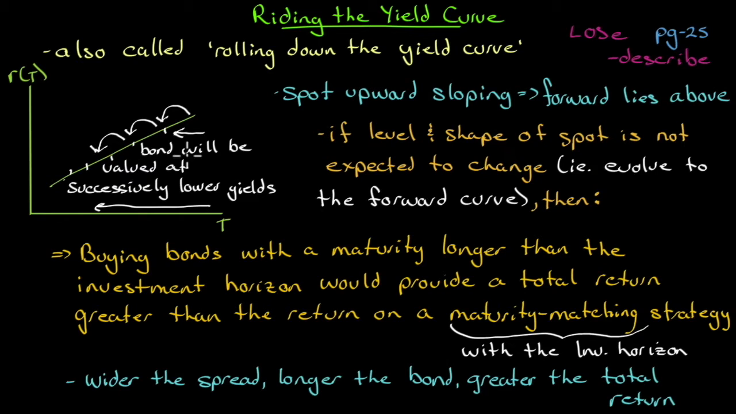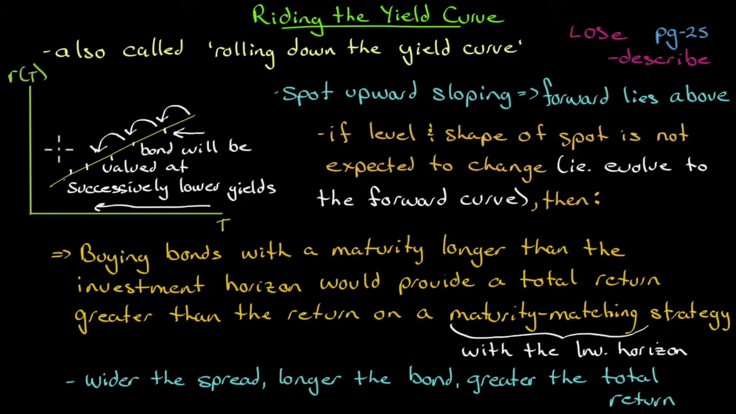Now, why is this important? Well, the bond will be valued at successively lower and lower yields. So if we have an upward sloping spot curve, that means the forward lies above the spot curve. And here's the big assumption behind this strategy. You need an upward sloping yield curve, which means your forward curve lies above it. And if you come to this conclusion, if you say, look, the level and shape of the spot curve is not expected to change, that means it is not going to evolve to the forward curve. When we say it's not expected to change, it means it's going to look just like that.